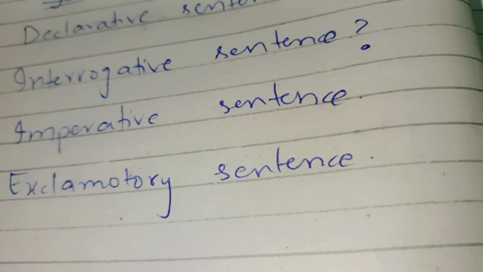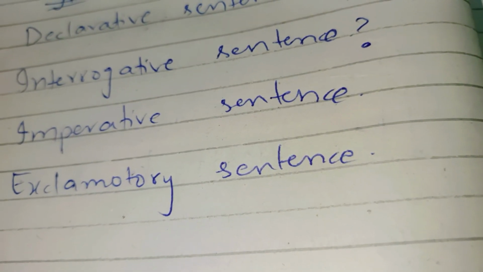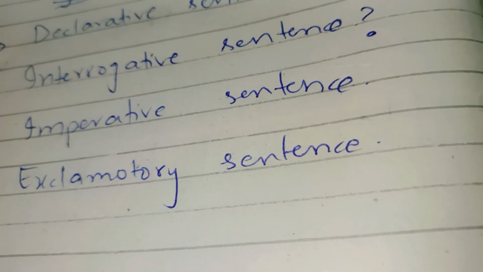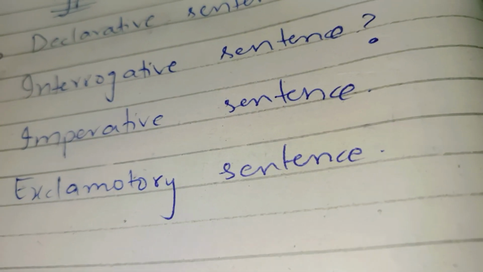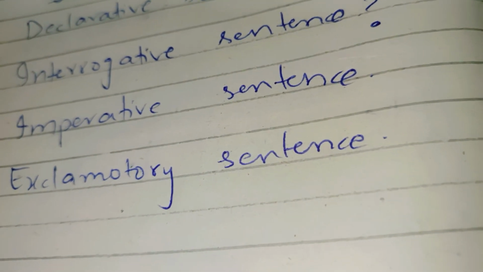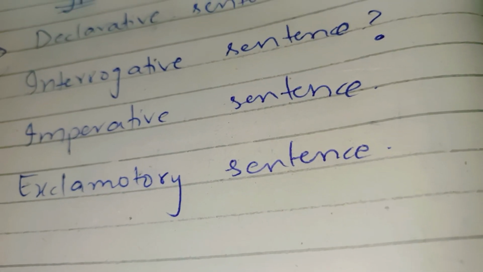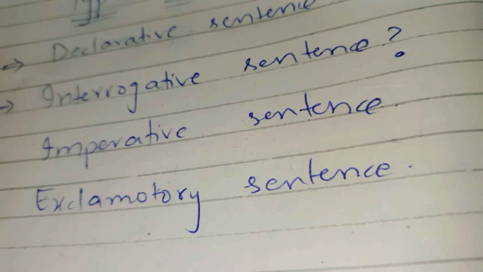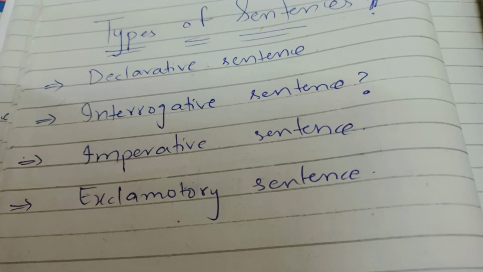The fourth one, or the last one, is the exclamatory sentence. Those sentences that express strong emotions or excitement end with an exclamation mark. For example, wow, that was amazing, or with a sad feeling. So here it acts as the exclamatory sentence.